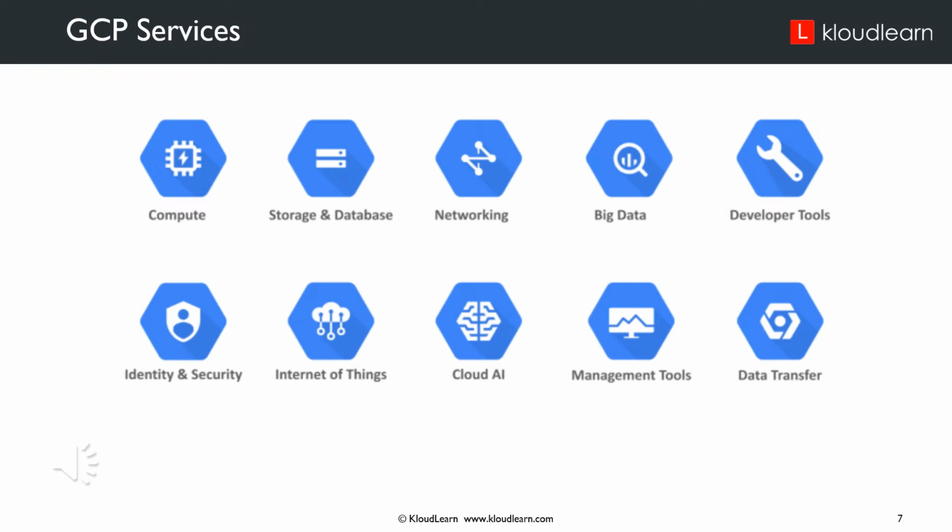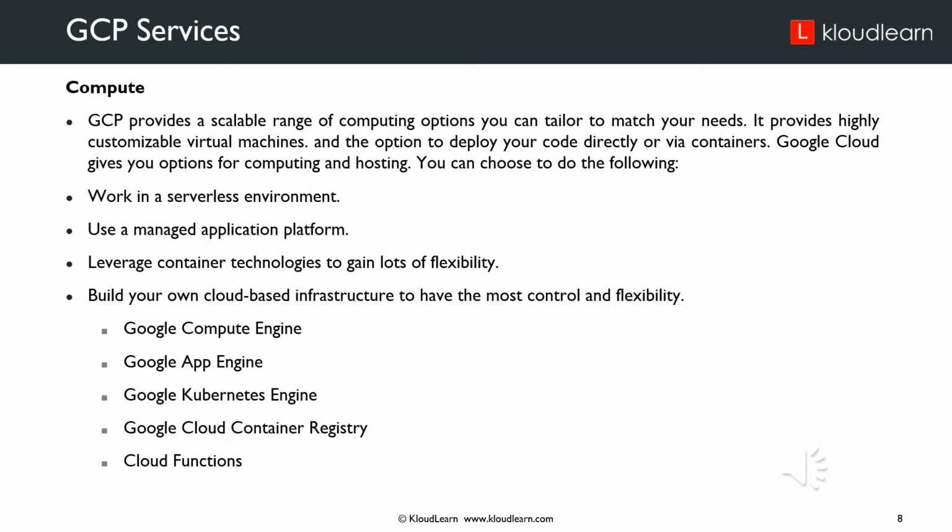GCP Services. GCP consists of services such as compute, storage and database, networking, big data, developer tools, identity and security, Internet of Things, cloud AI, management tools, data transfer. Compute. GCP provides a scalable range of computing options you can tailor to match your needs. It provides highly customizable virtual machines and the option to deploy your code directly or via containers. Google Cloud gives you options for computing and hosting.